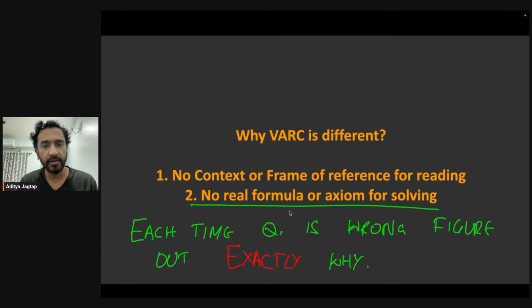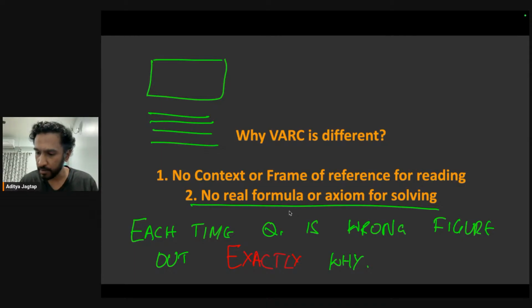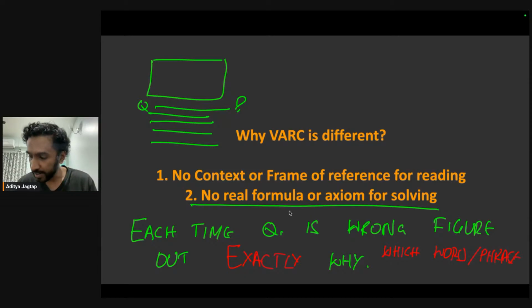Right? Figure out exactly why you went wrong. And what I mean by exactly is, there will always be a word either in the passage, never mind the length of the passage, or in one of the options, or even in the question, that you either misunderstood or overlooked. Each time a question is wrong, figure out exactly why. Check which word or phrase you either overlooked or misunderstood.